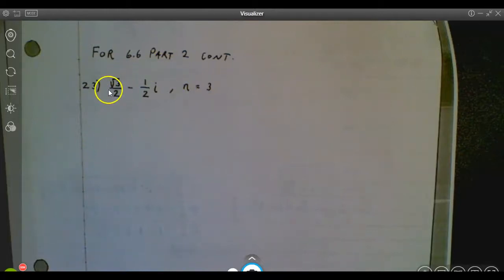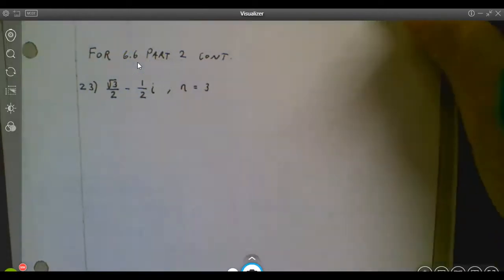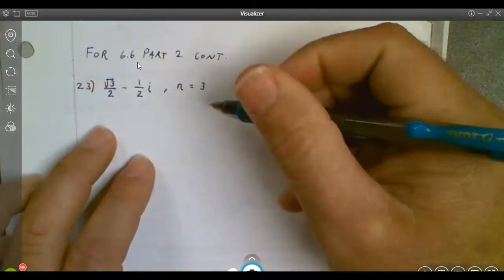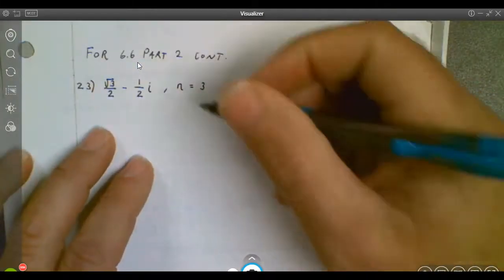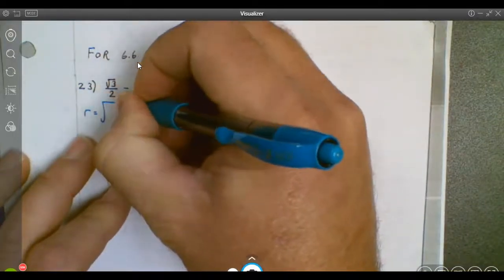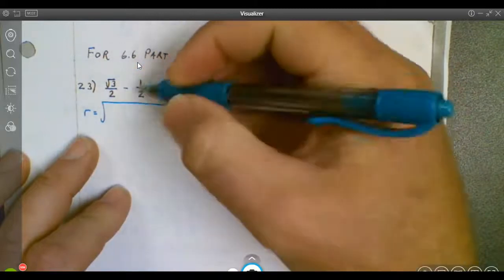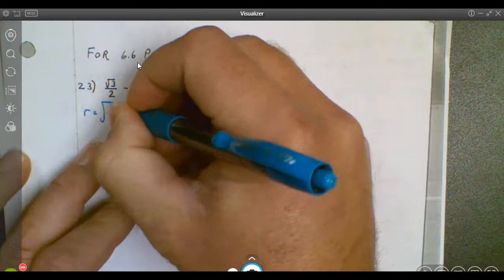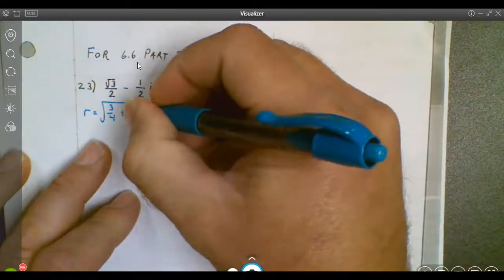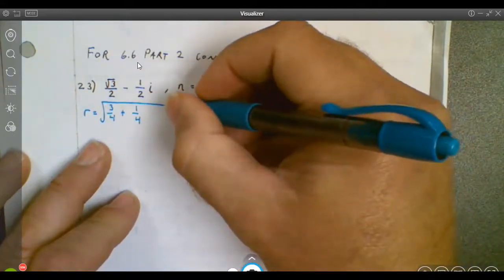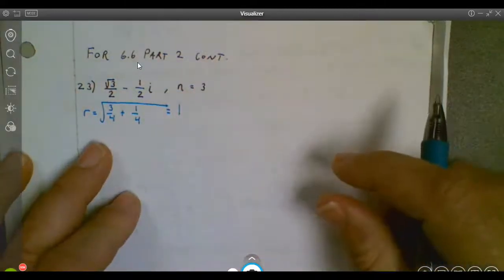So again, guys, notice this is in standard form. So before we take the cube root of z, we have to put it in z, trig form. We did this in our previous lesson, so I'll go through this pretty quick. We know to get r, we use the Pythagorean theorem. So if I did a squared plus b squared, a squared would be 3 over 4, plus b squared would be 1 over 4, which is 4 over 4, which is 1, so r is 1. Nice easy value for r on this one.